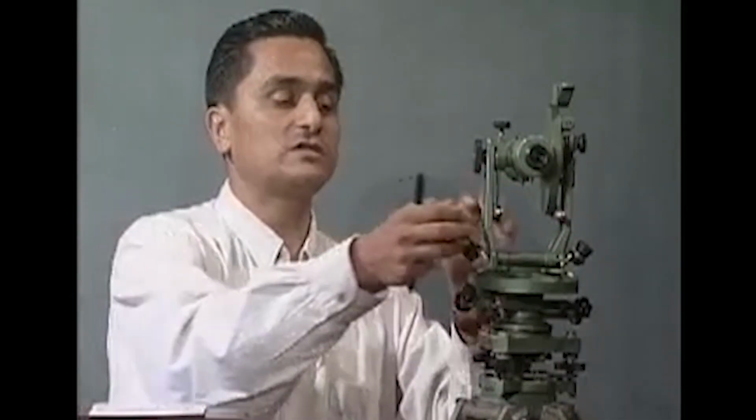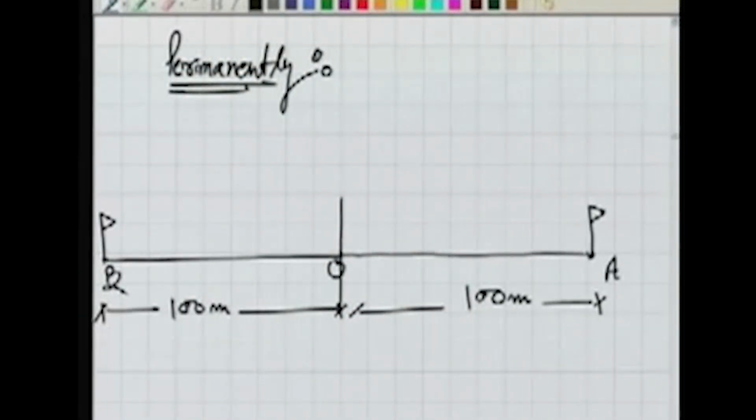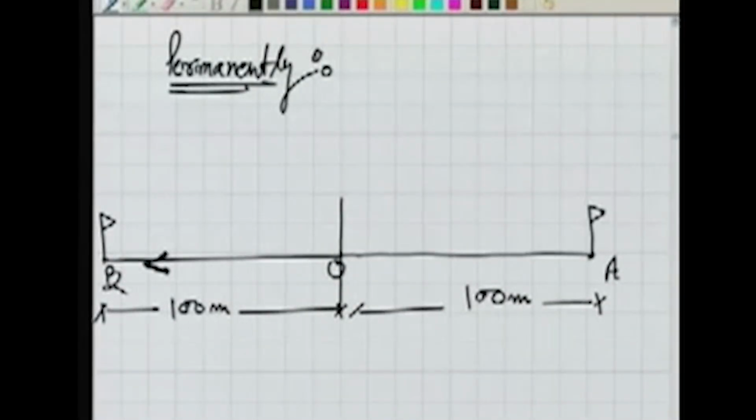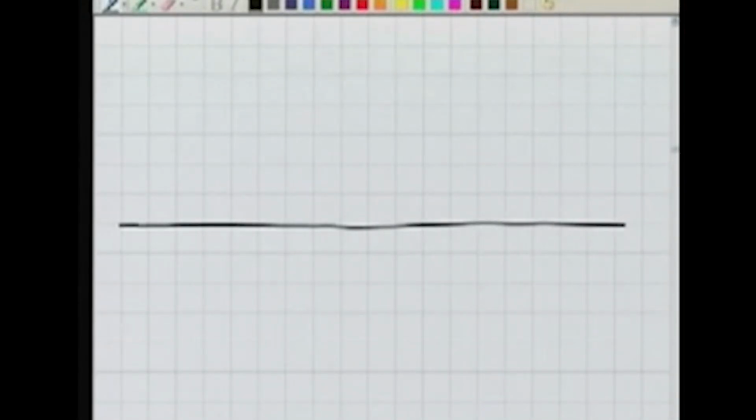Then what do we do next? We change the face. Now the face is changed. Again A is bisected. And again we transit it. And looking from here, if A is bisected after changing the face and there is no error in the instrument, second time also, what will happen? You will automatically bisect B, which was established earlier. But if there is error, then what will happen? We are going to repeat the same thing.